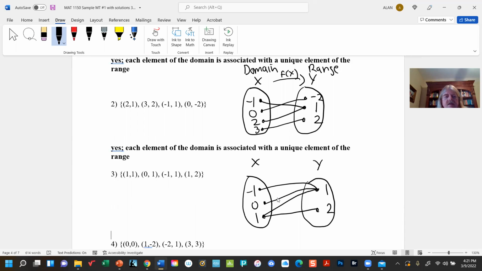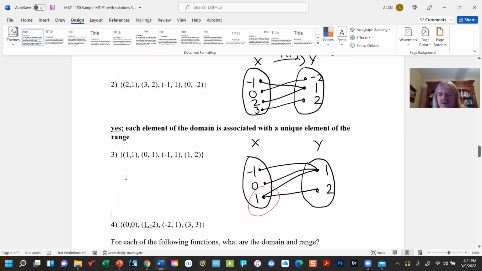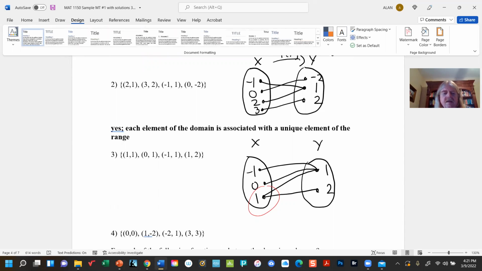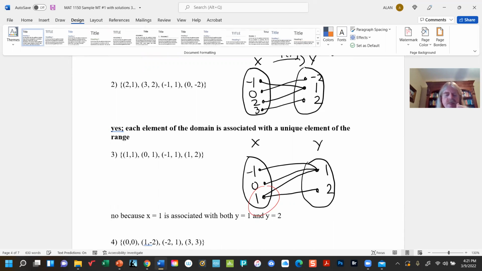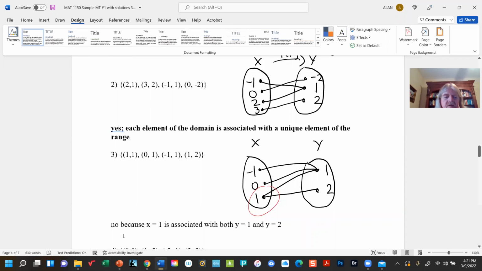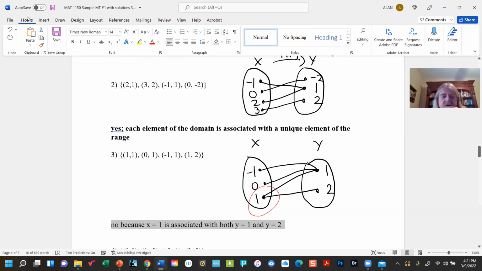That's where the problem is right there. That is what means that it's not a function. So the answer is no, because x equals 1 is associated with both y equals 1 and y equals 2. It'd be like the same person having two different social security numbers. That's really what it amounts to. That's why it can't be a function.